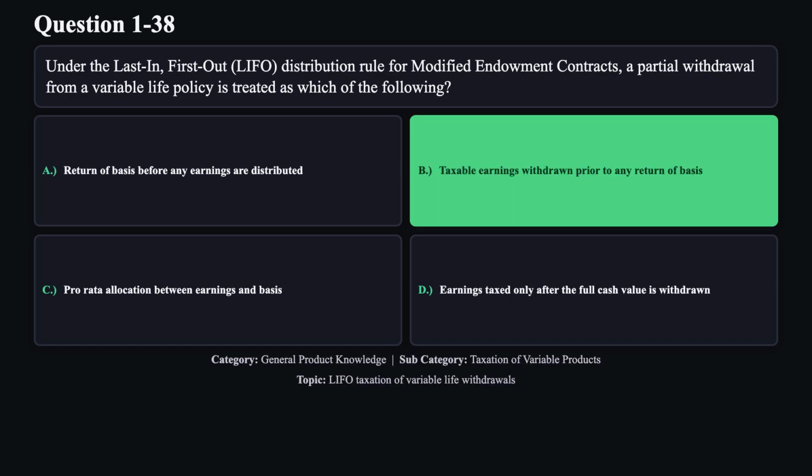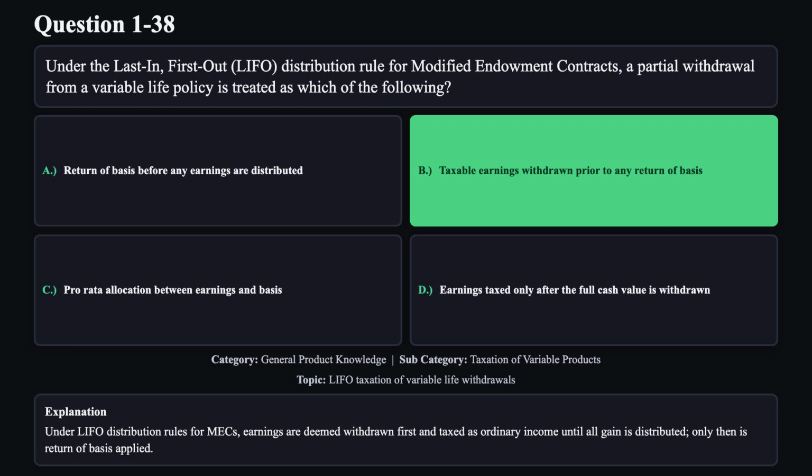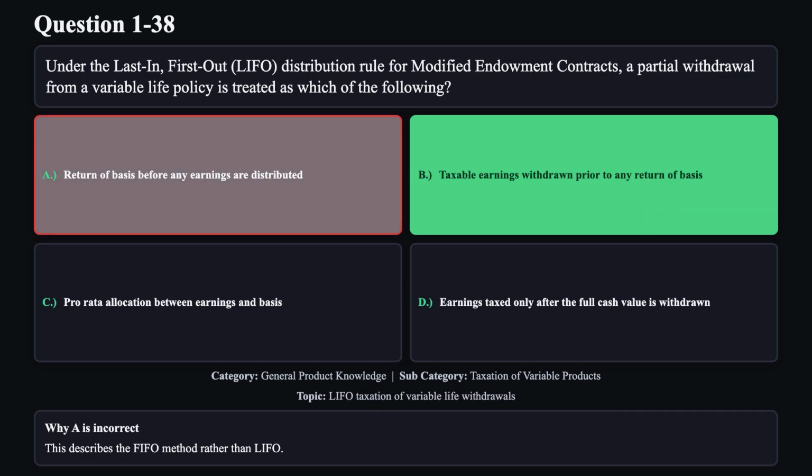The correct answer is B. Under LIFO distribution rules for MECs, earnings are deemed withdrawn first and taxed as ordinary income until all gain is distributed. Only then is return of basis applied. Reason A is not correct. This describes the FIFO method rather than LIFO.